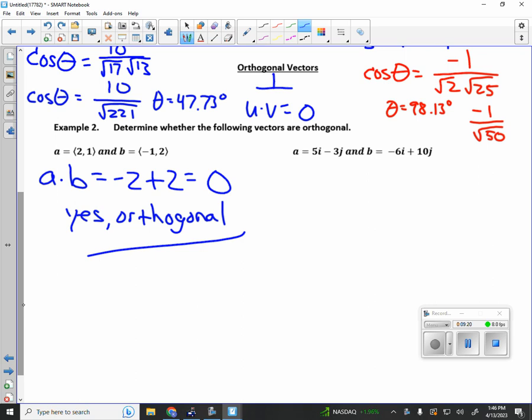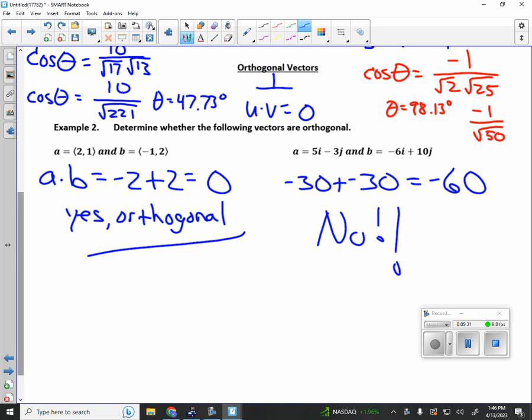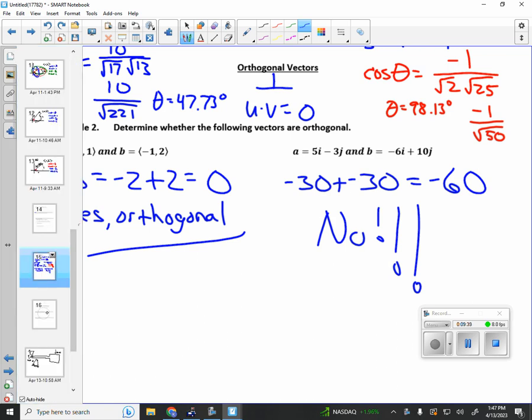All right, so here you have 5 times -6 is -30 plus another -30. So is it orthogonal? No, -60. So no, not orthogonal. Did I catch you there? You saw the 30s, you thought they cross off. That was the goal. Let's try and trick you.